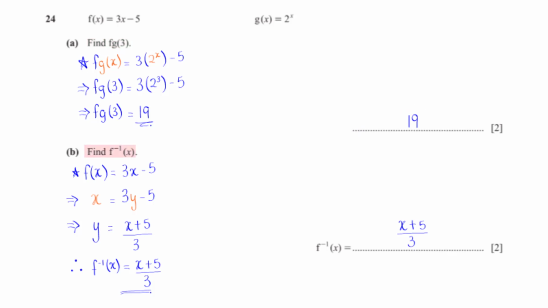Find f inverse of x. We know that f(x) is equal to 3x minus 5. So in our first step, we replace f(x) with x and replace x with y, and this gives us x is equal to 3y minus 5. When we make y the subject, we have (x plus 5) divided by 3, which is the same as f inverse of x. And so f inverse of x is equal to (x plus 5) divided by 3.